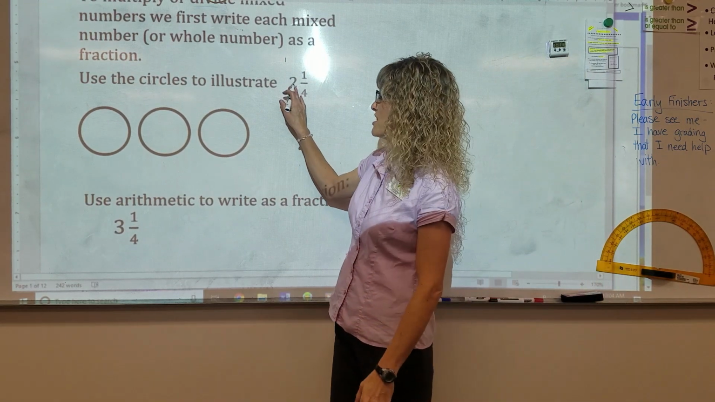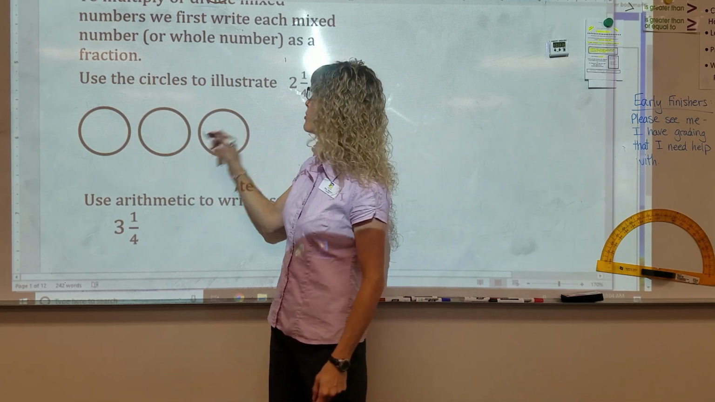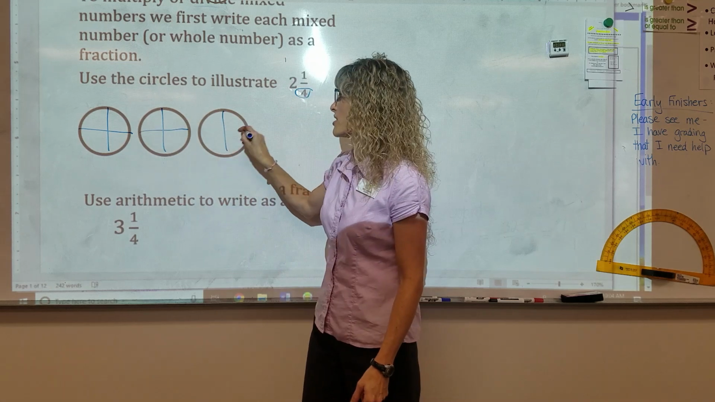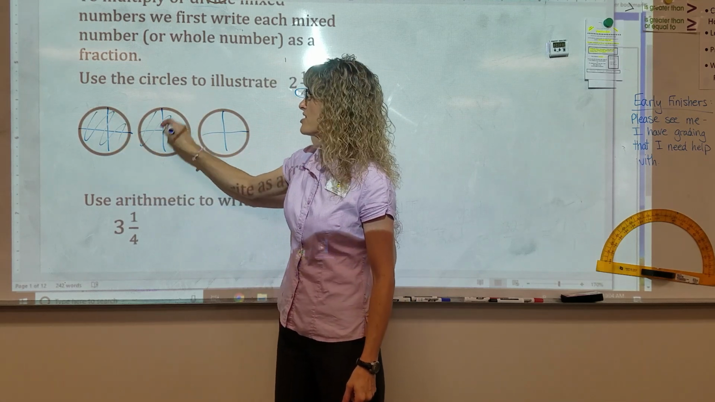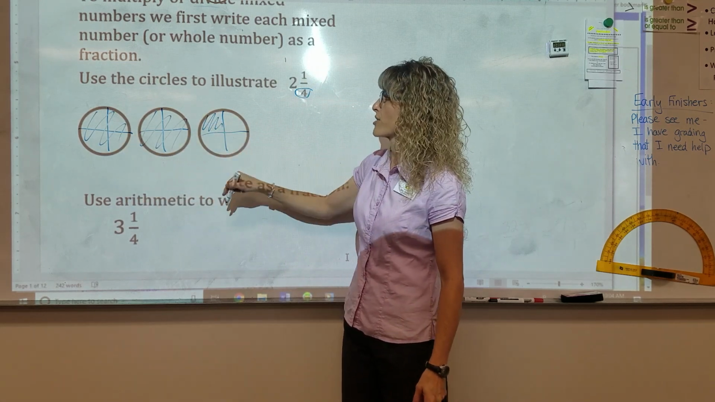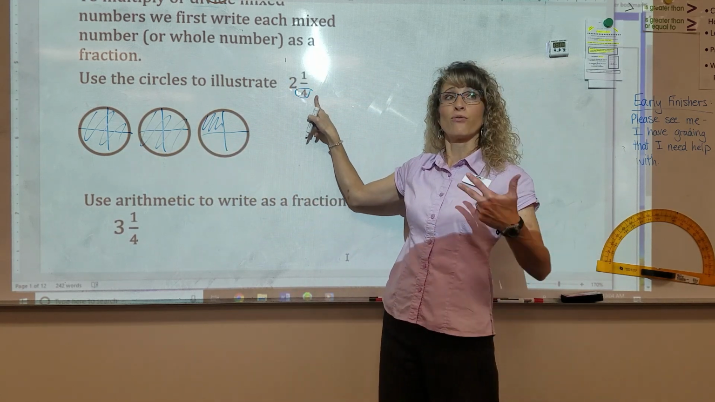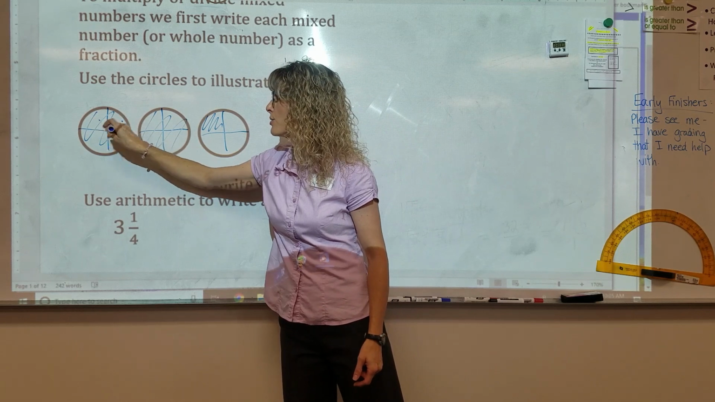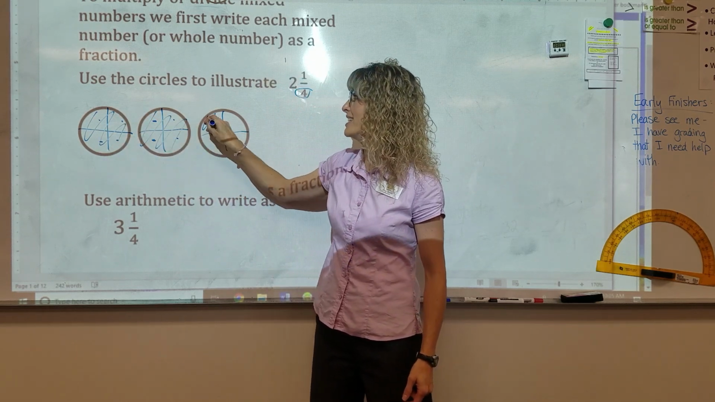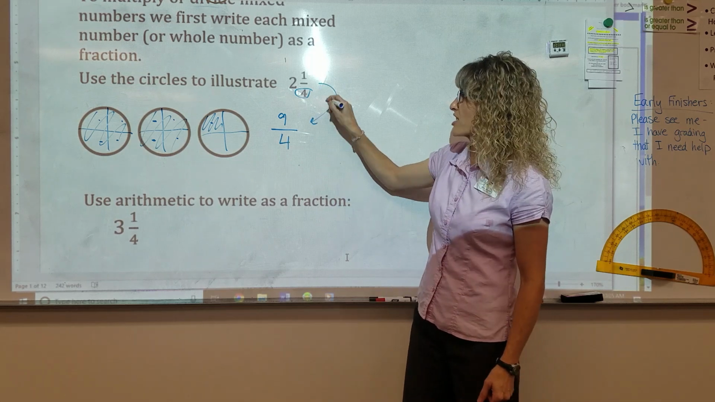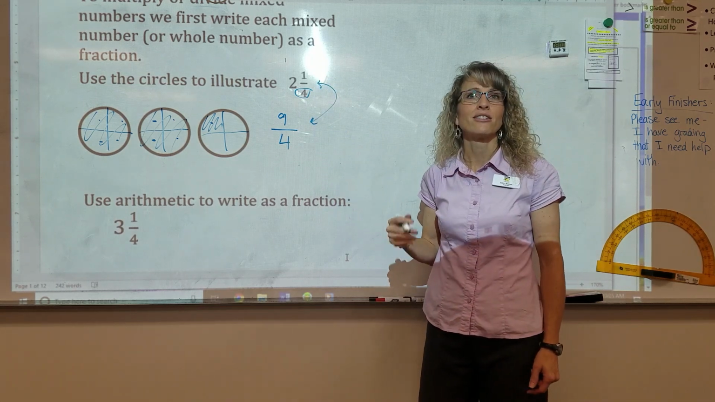Take these circles and let's illustrate 2 and 1/4. Well, my denominator is a 4, so we're going to make them all into 4 parts. This is one whole, this is one whole, and this is 1/4. So I've got 2 wholes and 1/4. How many total fourths do I have? 1, 2, 3, 4, 5, 6, 7, 8, 9. I have 9 fourths. So these two fractions, although they look different, are equivalent.